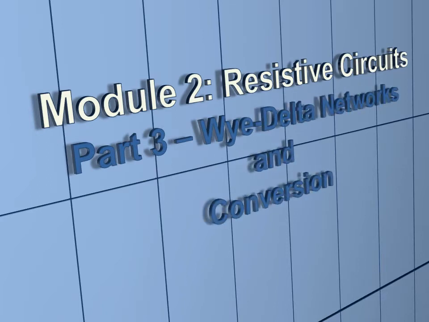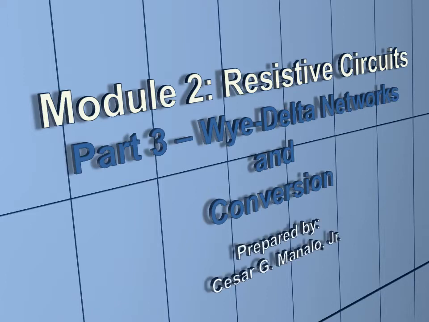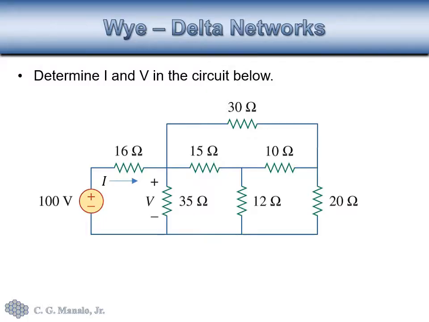In this part of the module, we will talk about Y and delta networks and how we convert one form to the other. So let's say we convert a Y network to a delta network and vice versa. Let's say we have this problem and our task here is to determine the voltage across the 35 ohms and the current that comes out of the 100 volt source.